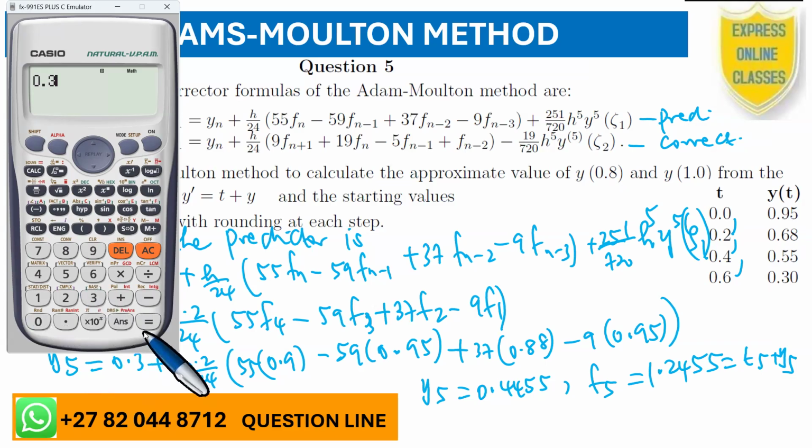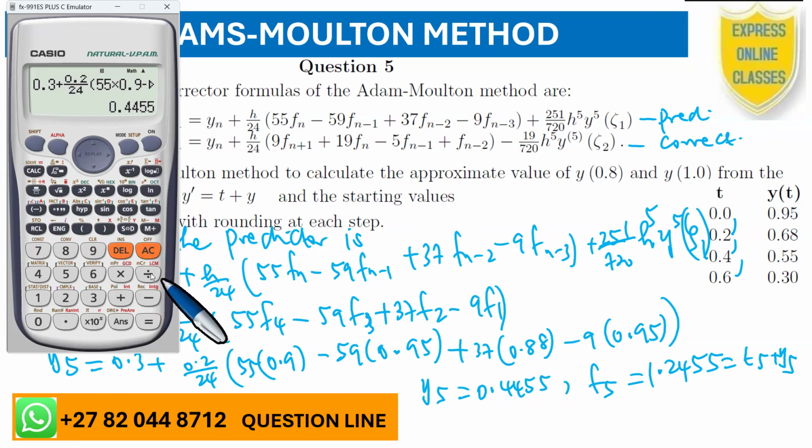Let's do 0.3. I want to demonstrate that indeed this is correct. Plus, you do 0.2 divided by 24, and then you open the bracket. 55 times 0.9 minus 59 times 0.95 plus 37 times 0.88 minus 9 times 0.95, and then you close. So it is 0.4455. That's what we're getting.